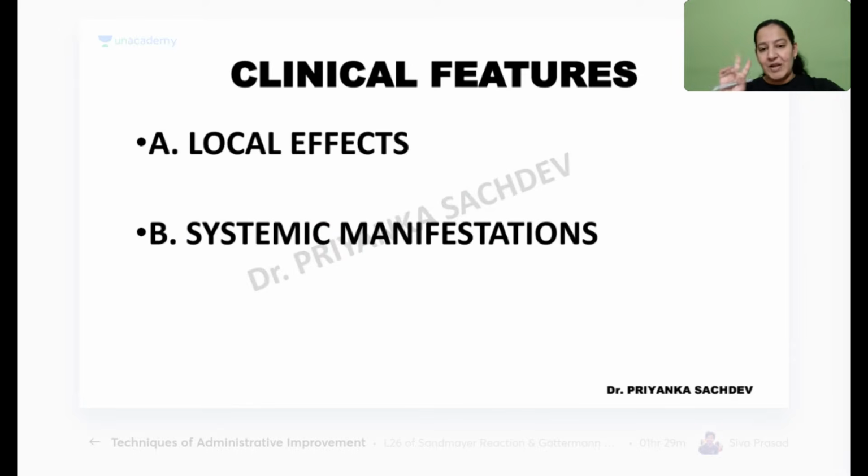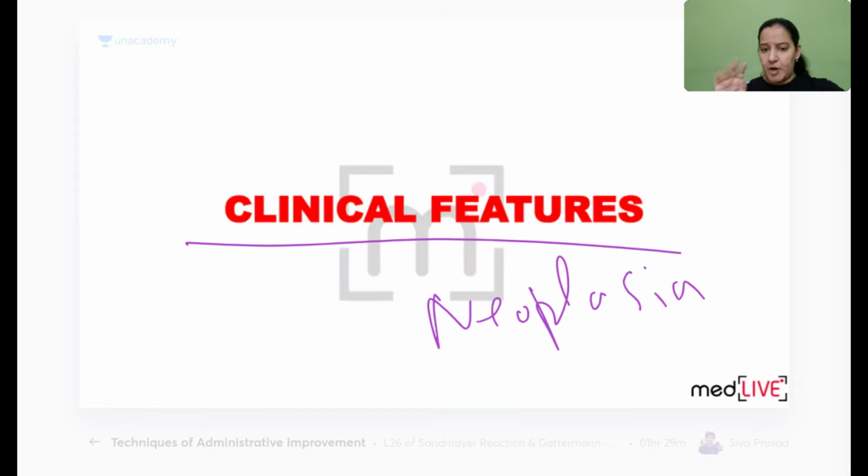So clinical features of neoplasia can be divided. Any tumor I'm talking about, not any particular tumor. So the tumor can be any. It can be brain tumor, eye tumor, nose tumor, stomach tumor, ovary tumor, testes tumor, genital tumor, urogenital tumor. So any tumor. So in general, we are talking the clinical features.